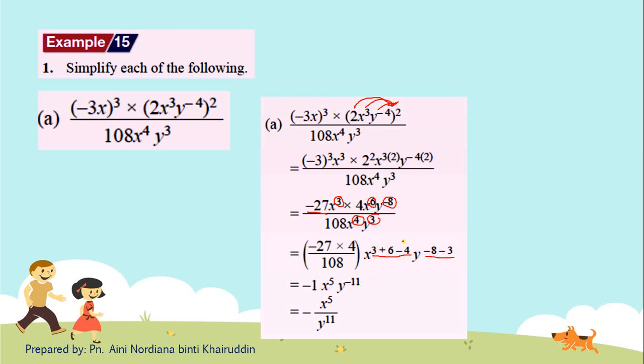If you find it difficult to calculate this, you can use your calculator. So this is y to the power of negative 11. As we learned before, y to the power of negative 11 is actually 1 over y to the power of 11. So we put it at the denominator. I hope you understand this.